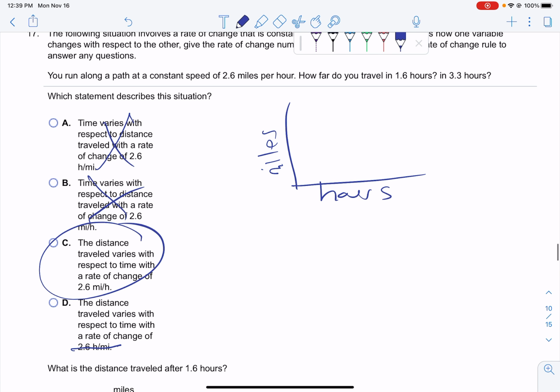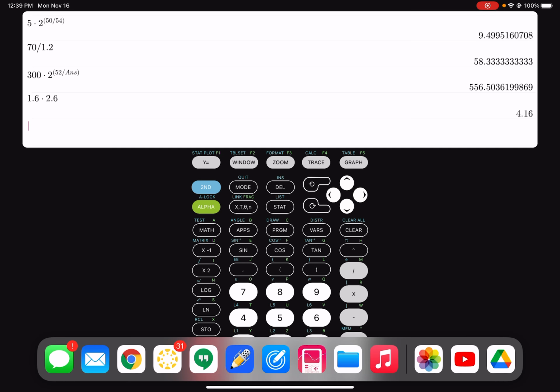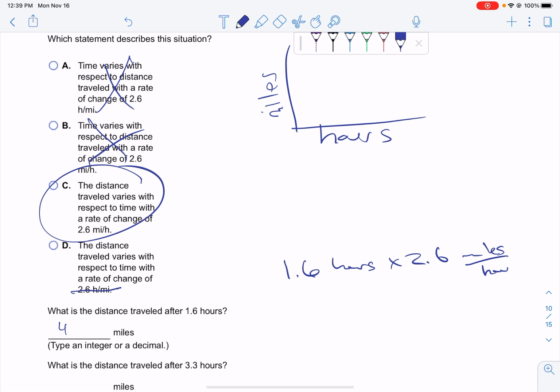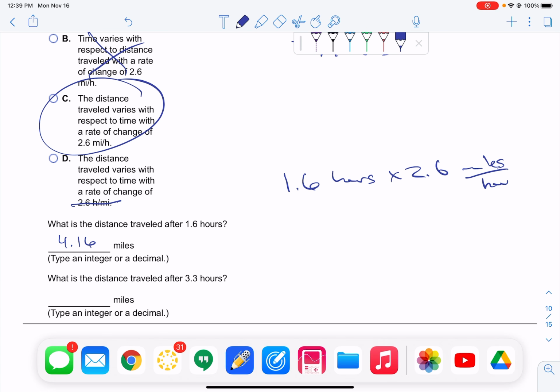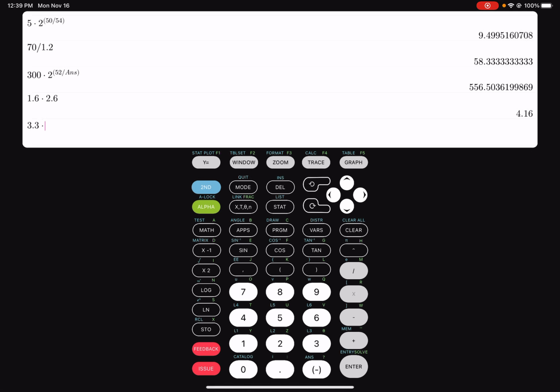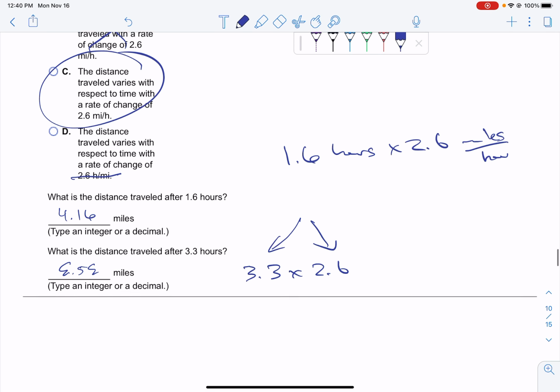So you are going to take 1.6 hours and times that by 2.6 miles per hour. So 1.6 times 2.6 is 4.16 miles. That's how far you went. What is the distance traveled after 3.3 hours? So 3.3 times 2.6 is 8.58. So you do 3.3 times 2.6. This is your time multiplied by your speed. Okay? 18.